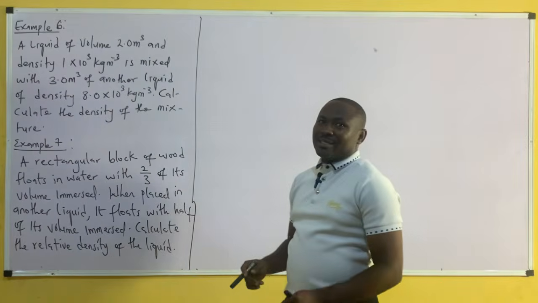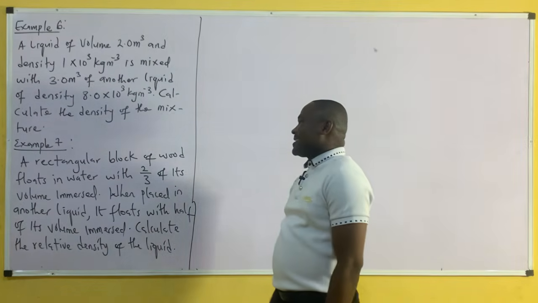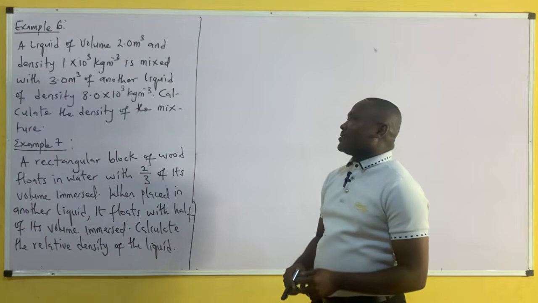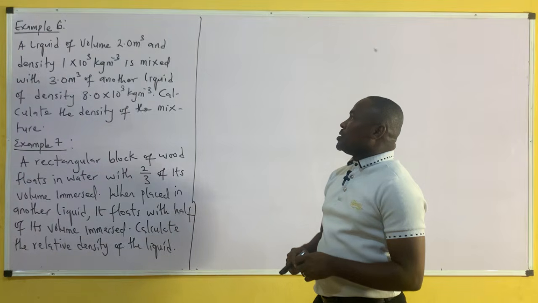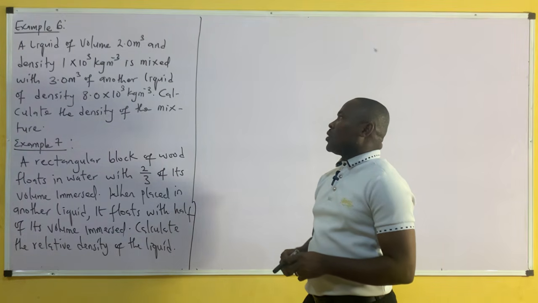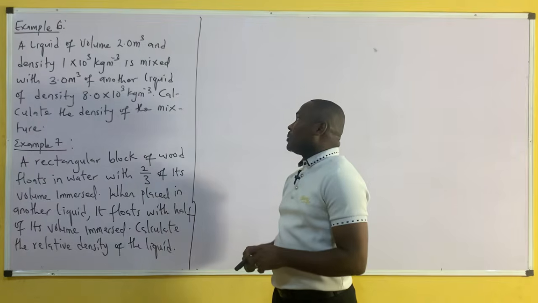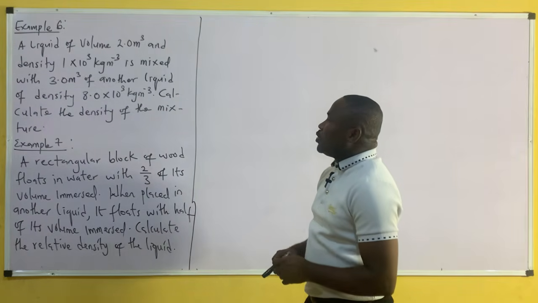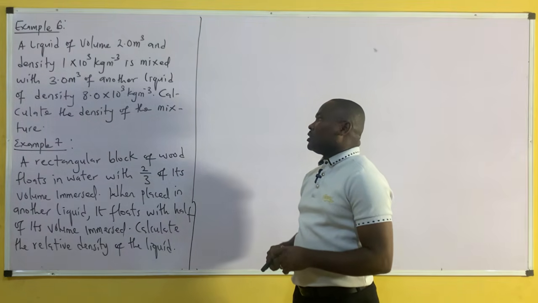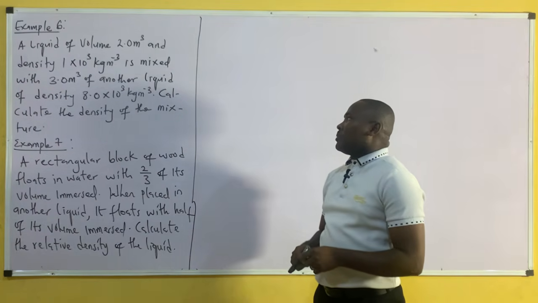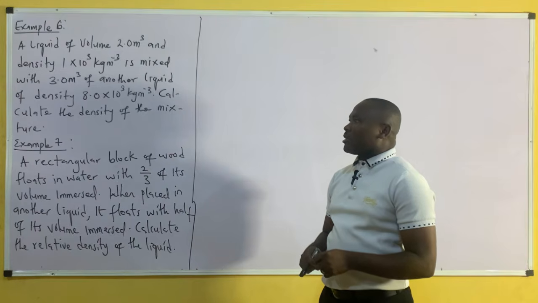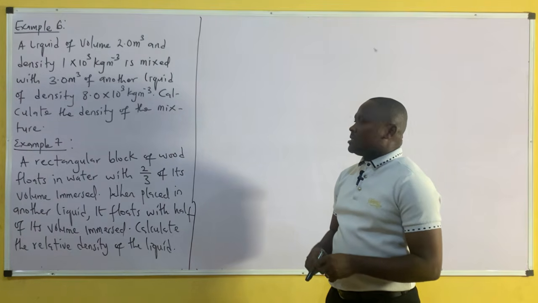Now let's look at question number 6 and question 7 as regards density and relative density. A liquid of volume 2 meters cube and density 1 times 10 raised to power 3 kilogram per meters cube is mixed with 3 meters cube of another liquid of density 8 times 10 raised to power 3 kilogram per meters cube. Calculate the density of the mixture.